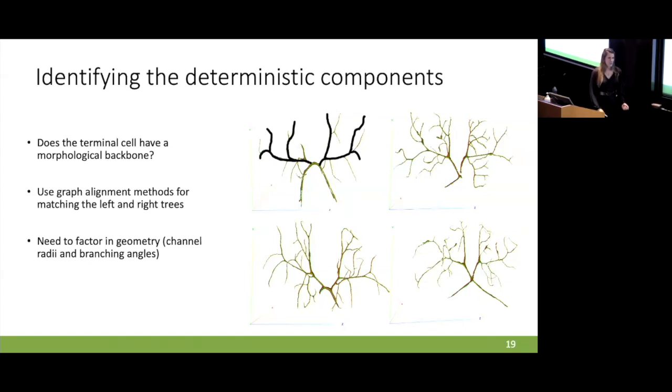The second question is, how do we find it using graph alignment methods? Something similar to what we used for the networks, we want to use for these networks, which are tree-like. The difference here is that before, the most important factor was really the topology, while here the geometry comes into play as well. So these are the channel radii, the lengths, the branch angles, and all of this will need to be taken into account when aligning the left half to the right half to find the deterministic features and the stochastic features.